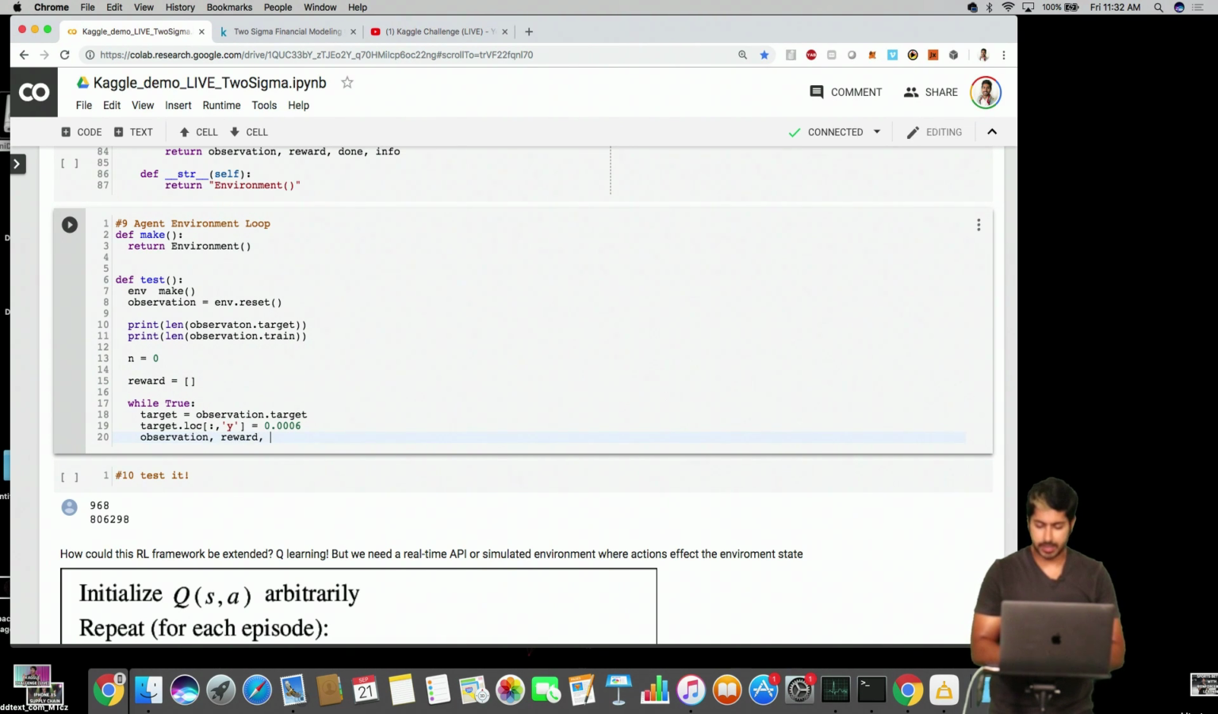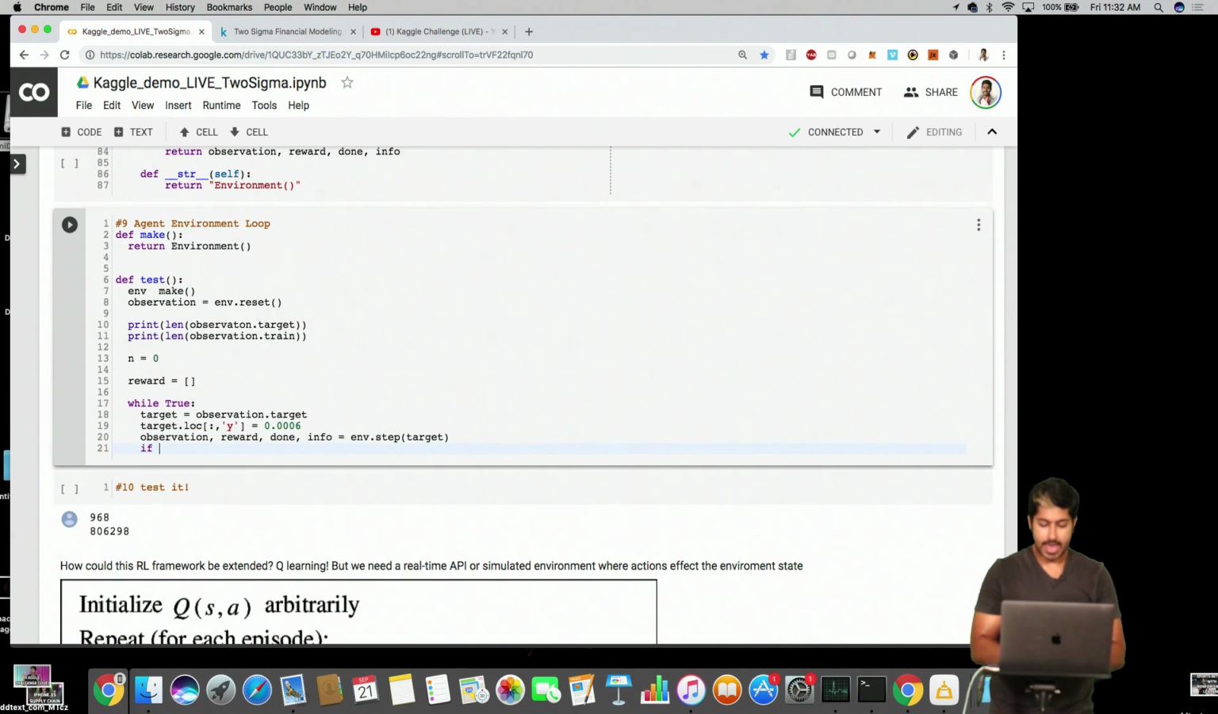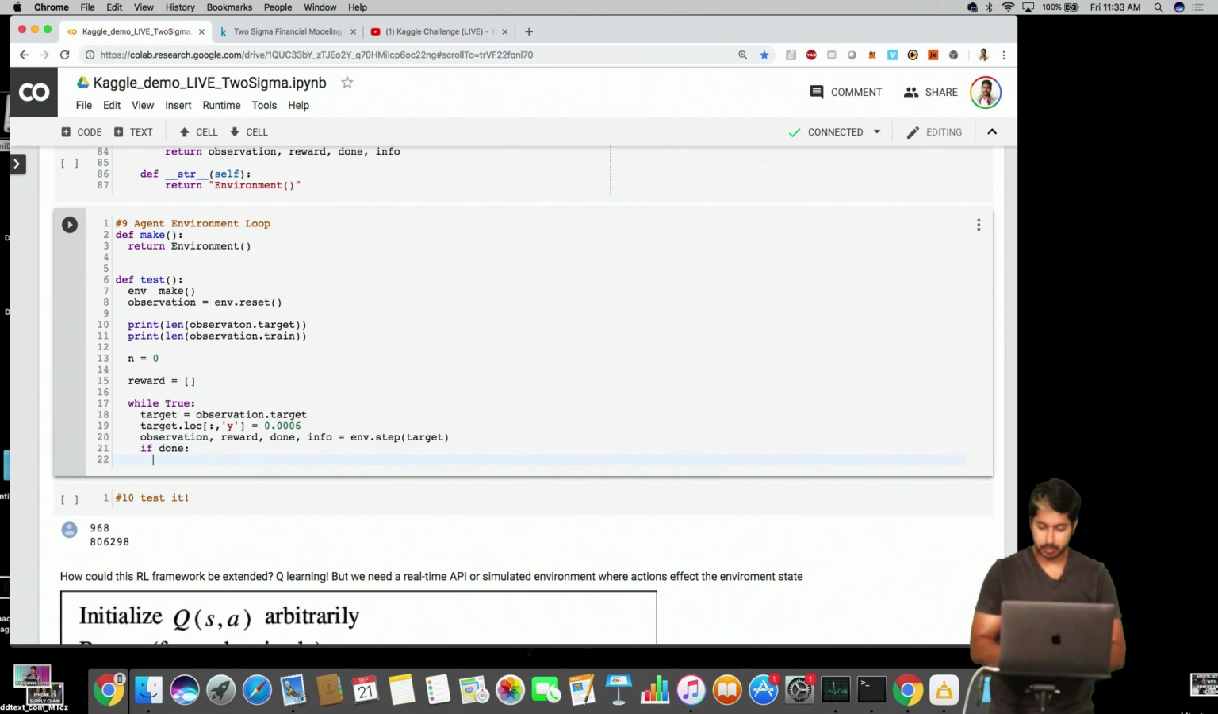I'll continue to explain this, guys. Let me just write this out. I'm not done explaining this. It's going to return. So this is the class that we just talked about. It's going to return all three of these things based on the action, which is the target we take. And if we're done, break, we're done with the loop.